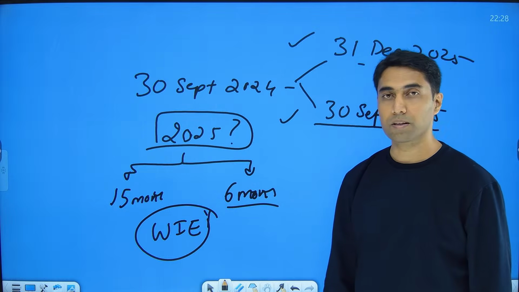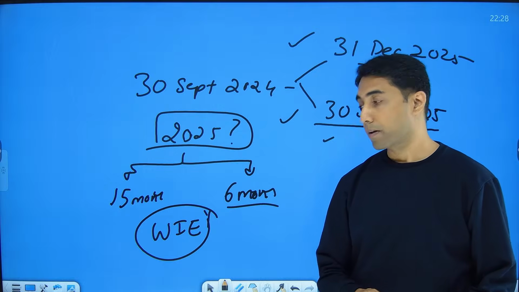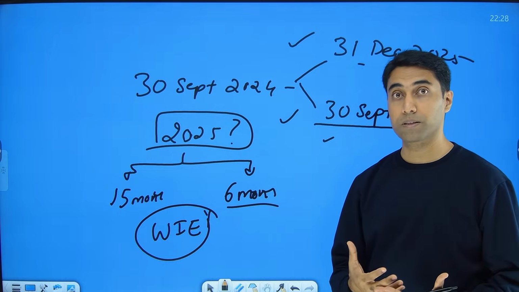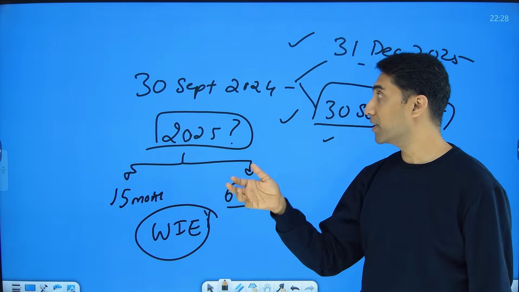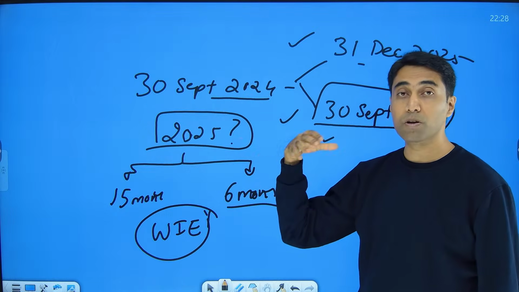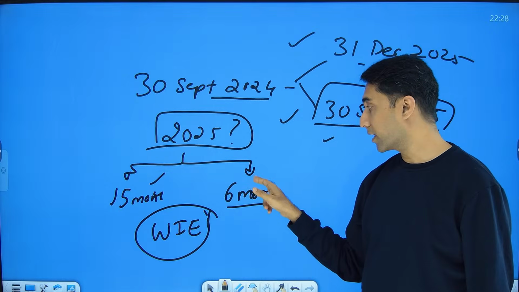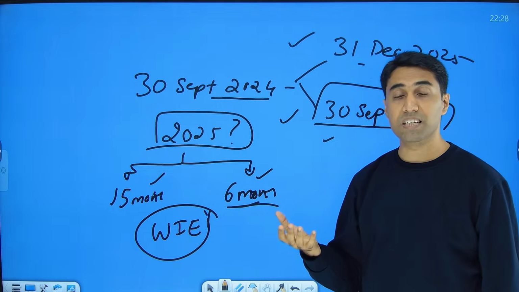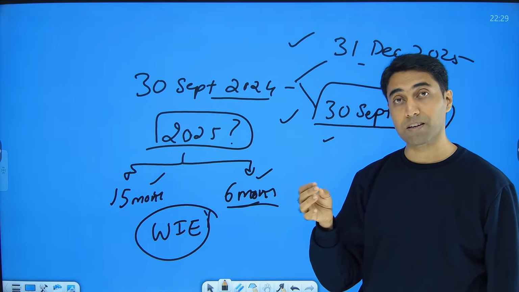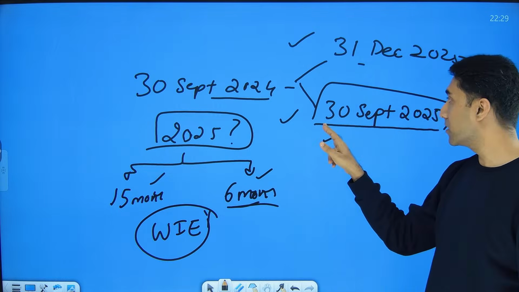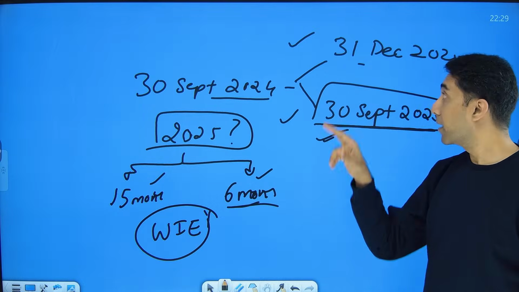Okay. So the answer is 30th September 2025. Why? Whichever is earlier, both conditions should be satisfied. Is 30th September within 15 months from previous AGM? Yes, because 30th September 2024. So it is within 15 months. Satisfied. Second condition. Is it within 6 months from close of financial year? Yes. Financial year is closing 31st March 2025. Within 6 months is 30th September 2025. So both conditions are satisfied.